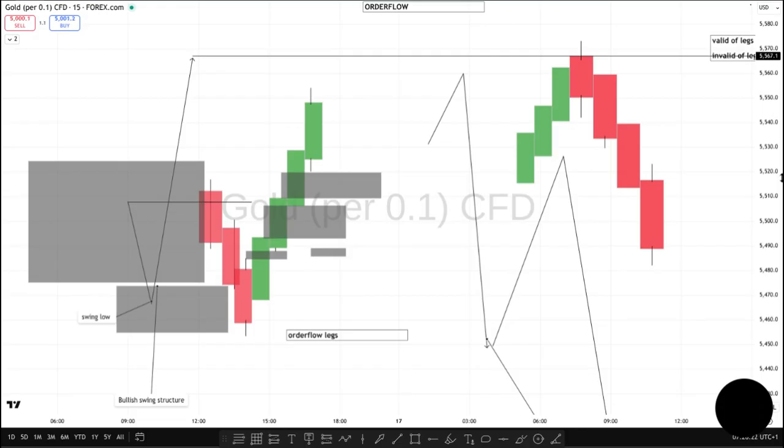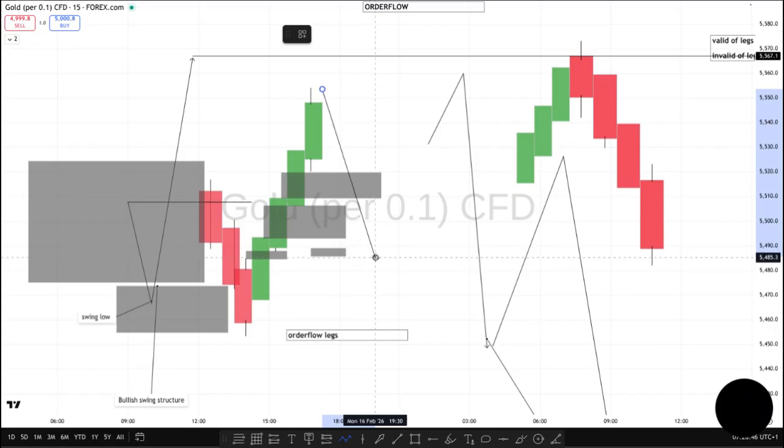There are two different types of fair value gaps, and they let you know what kind of point of interest to use, whether to use an order block, a mitigation block, a breakout block, or to just trade directly from the fair value gap. I'll teach you all that in the next video after we've established these facts, right?